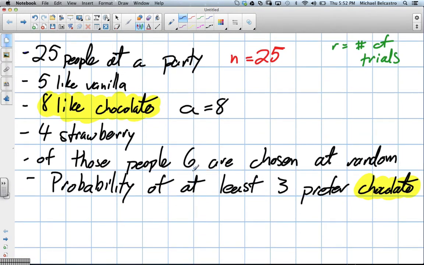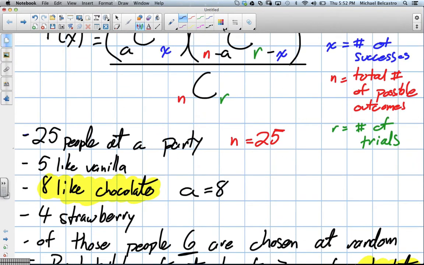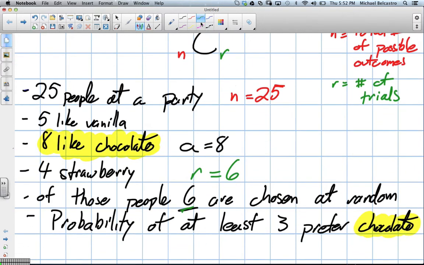They also want to know that 6 are chosen at random, which means R, our number of trials, is going to be 6. There are 6 random trials in here. Okay? And the probability of at least 3. So at least 3 gives us quite a bit here.